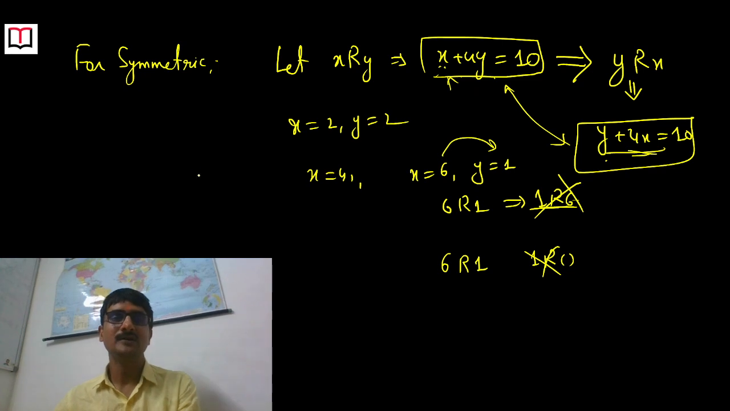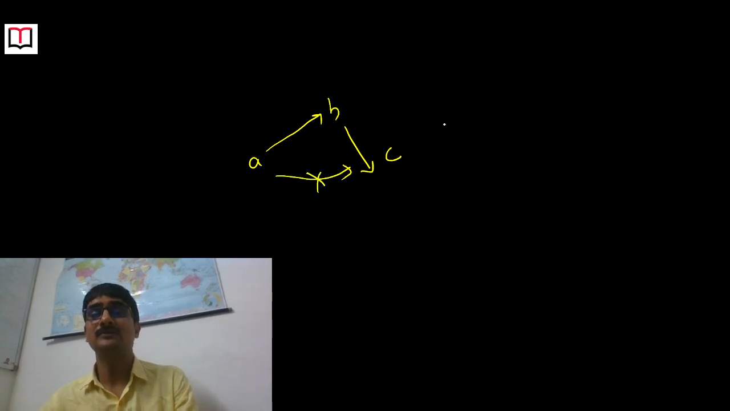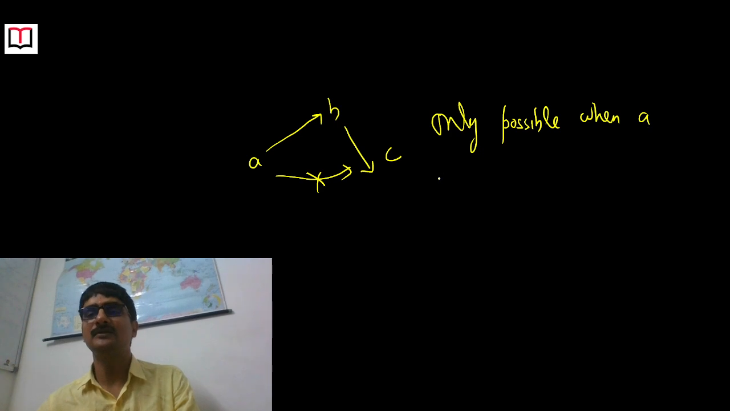See, I always say, for a relation to be transitive, let me tell you, the only case when it won't be transitive is when A is related to B, B is related to C, but A is not related to C. That is the only possible case when a relation won't be transitive; for the rest of the cases it will be transitive.